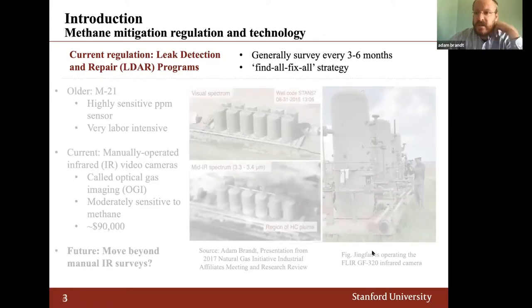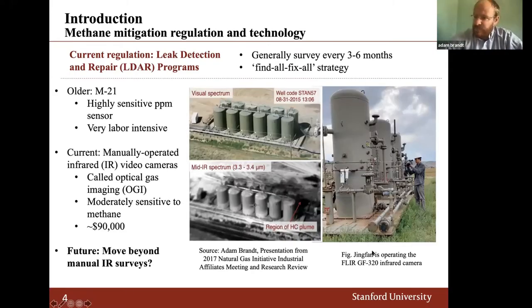Older technologies include things like EPA Method 21, which basically is a highly sensitive PPM meter on the end of a wand you walk around, measuring point source PPM concentrations looking for hits. This is very labor intensive. It's quite straightforward and well established.